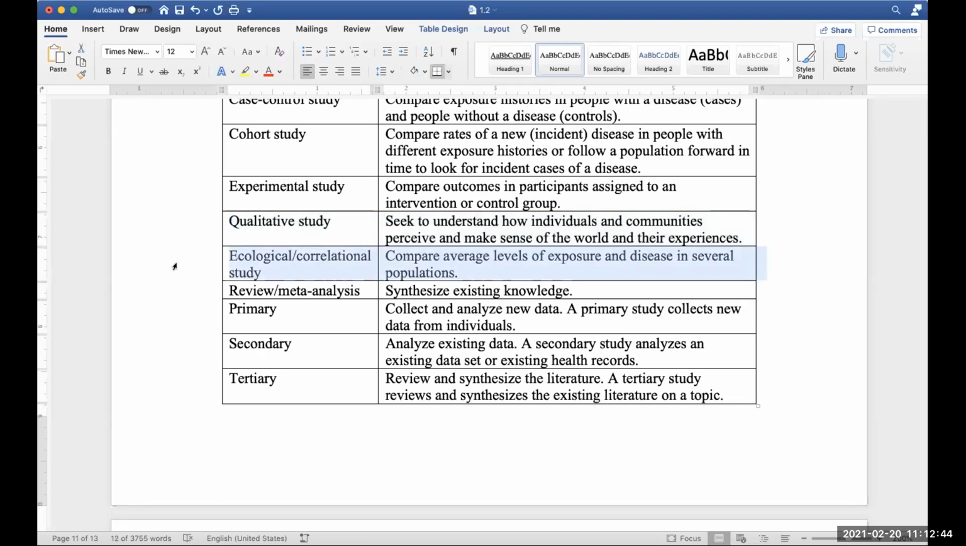An ecological or correlational study. The goal is to compare average levels of exposures and disease in several populations. A review or meta-analysis. The goal is to synthesize existing knowledge. So a primary study. In a primary study, the goal is to collect and analyze new data. A primary study collects new data from individuals, whereas in a secondary study, the goal is to analyze existing data. So a secondary study analyzes existing data sets or existing health records. Tertiary. So in a tertiary study, the goal is to review and synthesize the literature. A tertiary study reviews and synthesizes existing literature on the topic.